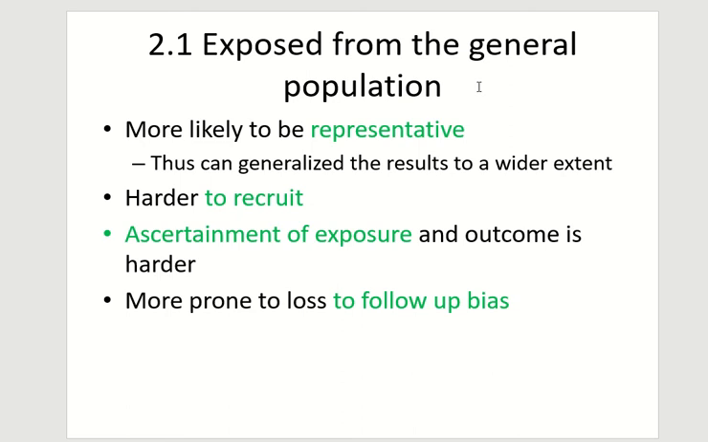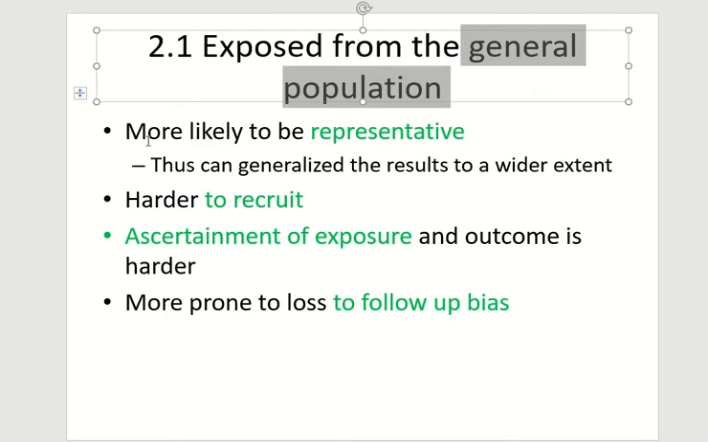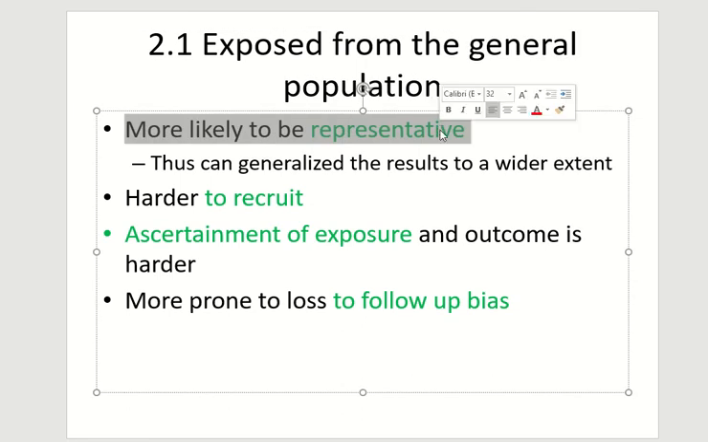If you look into the general population, then your sample is more likely to be representative. Okay, your results could be generalized. However, they are harder to recruit. If I want to do a cohort on smoking, I have to go look for smokers, and I want to include them in my study, and I want to also make sure that they agree to participate, it's going to be much harder than if you go to a specific group of individuals.